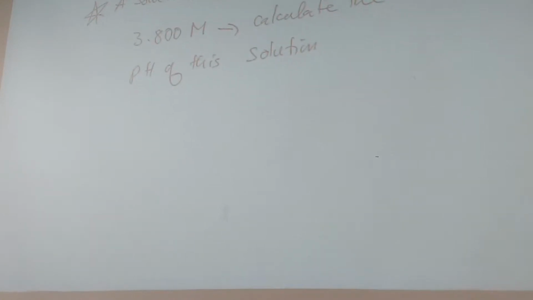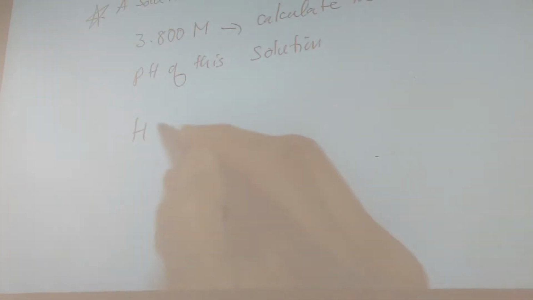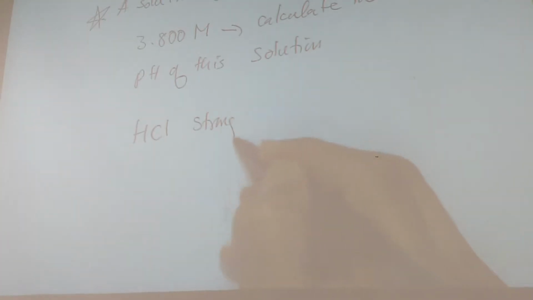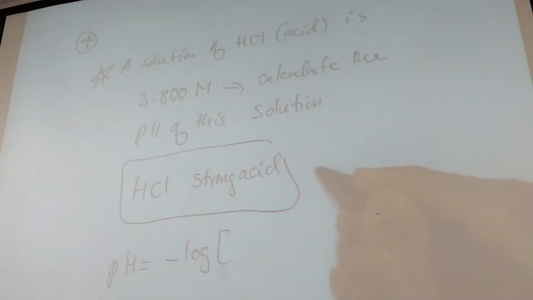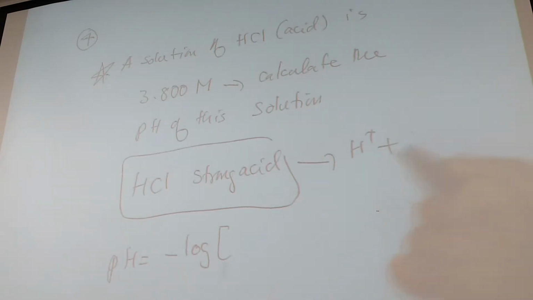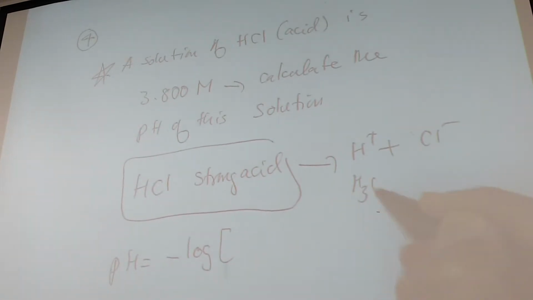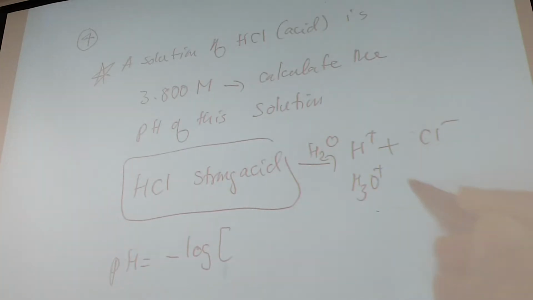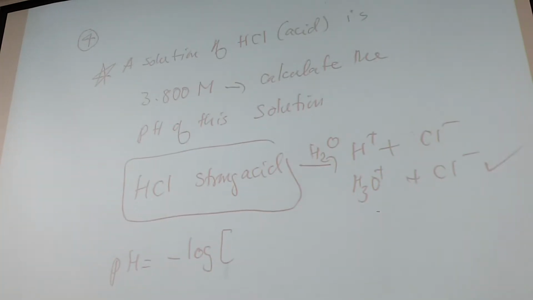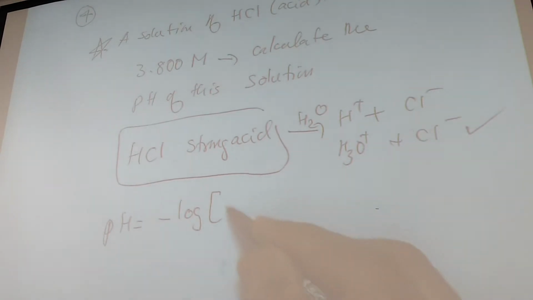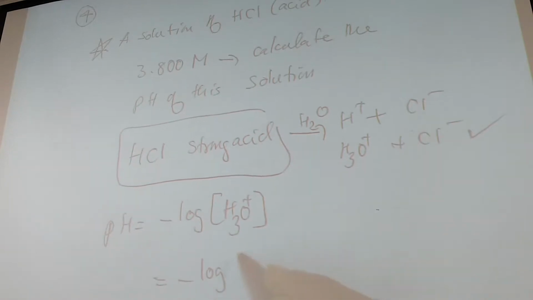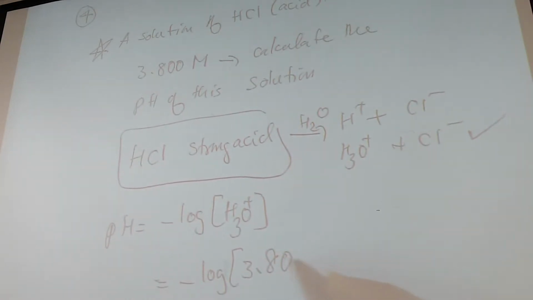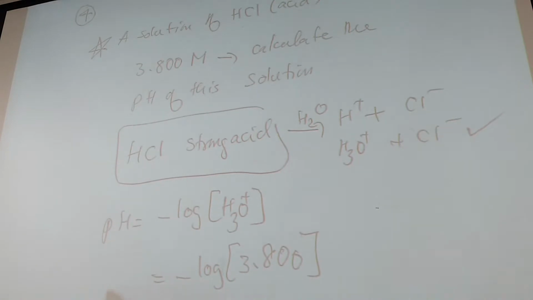So how do I approach this? Well, HCl is a strong acid. You will learn this one later on. So the pH will be minus log, and it dissociates to give you H⁺ and Cl⁻, which is really H3O⁺ over H2O, plus Cl⁻. This is the correct one, correct? So minus log H3O⁺, and the solution is minus log 3.800. So that's the pH.